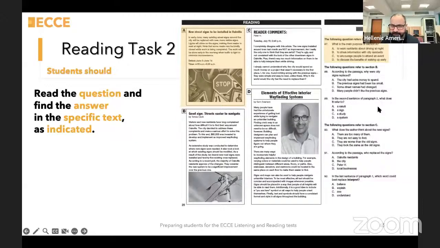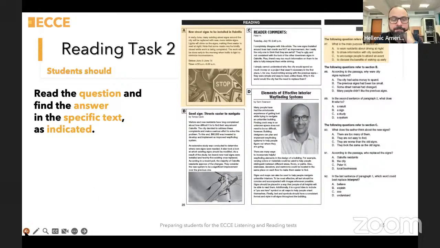It's a very brief text. All texts are quite brief. They will read that and, hopefully, read the question, and spot the passage, find the answer in the specific passage, and then mark it on your answer document and move on to the next question.